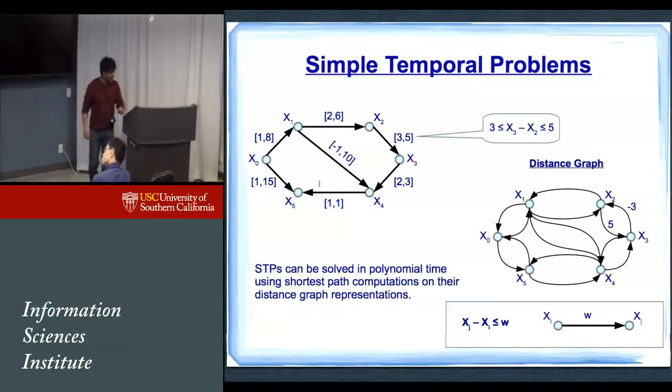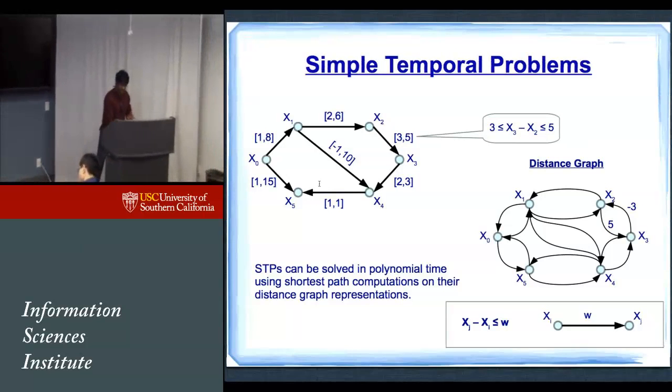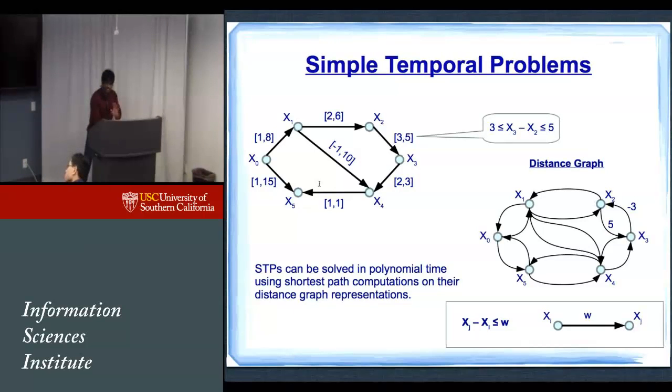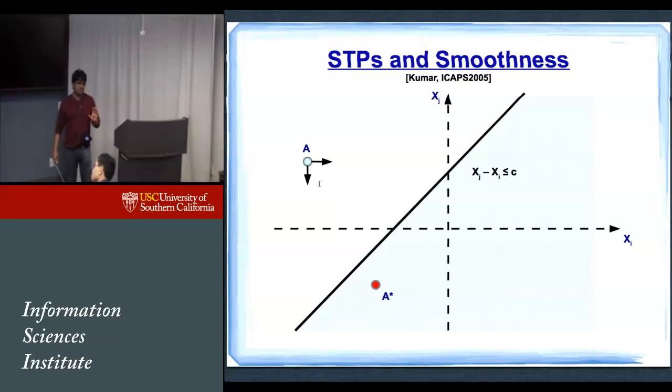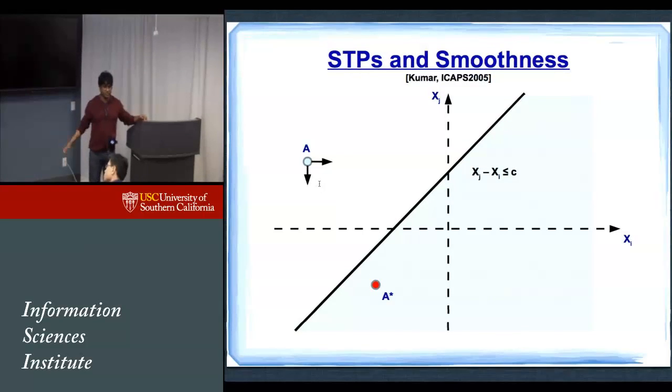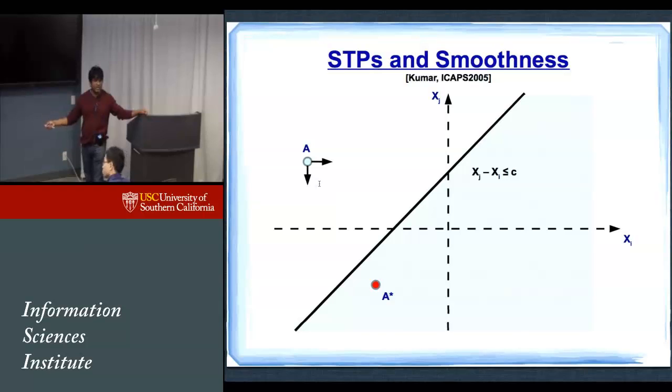Okay? So which means that there's a strongly polynomial time, shortest path computation based algorithm for solving simple temporal constraints. But I'm going to show you a very weird algorithm for solving simple temporal constraints based on the notion of smoothness. But there is a benefit of it. I'm going to tell you what that benefit is, but right now I want you to develop the intuition.